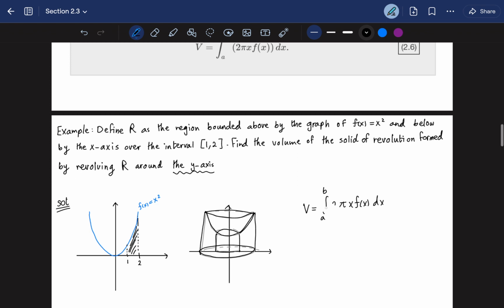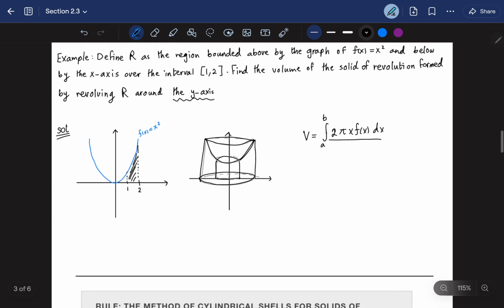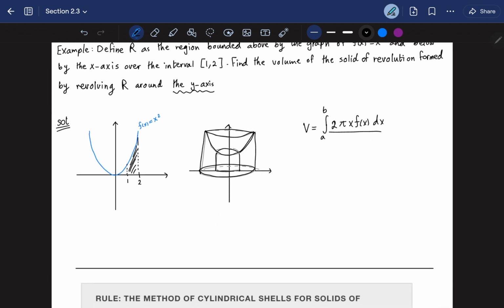We know that cylindrical shells has this as the formula for the volume. But let's look at the graph first. So if I have this graph, this is just x squared, and then from 1 to 2, from this function to the x-axis, I'll have this region R. Then once you rotate it around the y-axis, my graph is not accurate, so sorry about that, but you're going to get something like this.